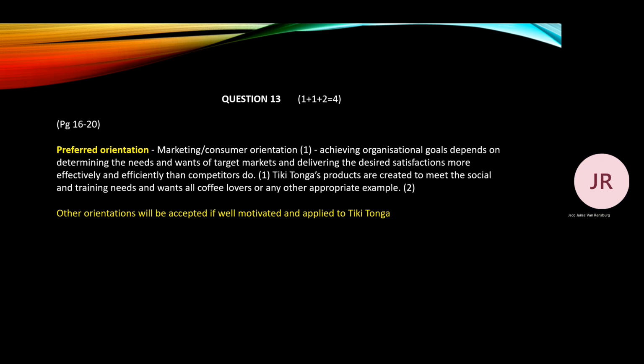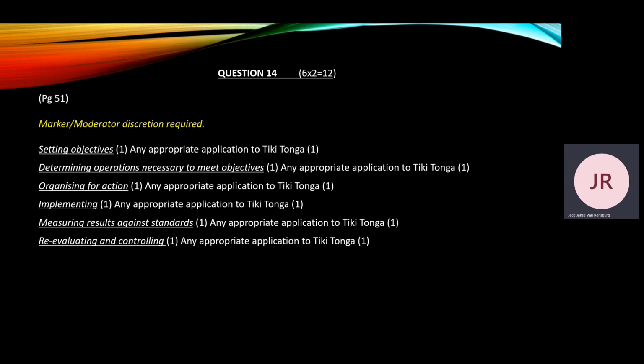Right. Next question, question 14. Question 14 said, explain the sales and marketing planning process. Well, that's quite simple. You're setting your objectives, you're determining the operations that's necessary to meet the objectives, you organize for action, you implement those plans of action, you measure against the standards that you have set in step number 1, and then you reevaluate and see, am I doing it right? Where can I improve?